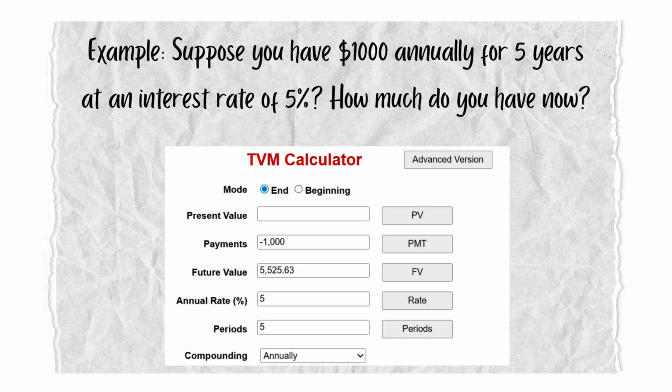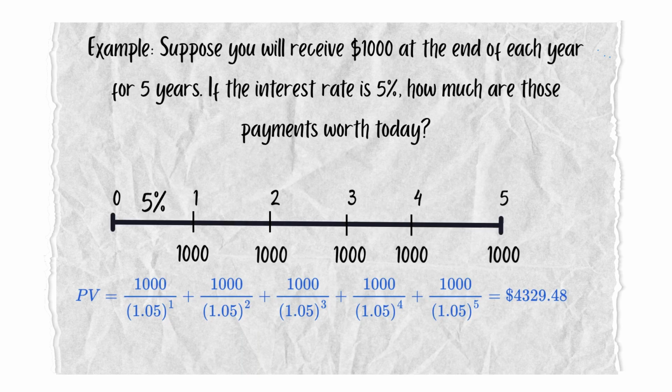For the financial calculator, we have to input a minimum of at least 3 values. For this question, we are looking at future value, so we leave future value empty. As for payments, whenever you're using a financial calculator, the payment should be a negative value. So in this case, it will be negative 1,000. The annual rate is 5%, the period is 5 years, so it's 5, and it's compounded annually. After you input the value for payment, annual rate, periods, and compounding, you click onto FV and you'll get the value of 5525.63.